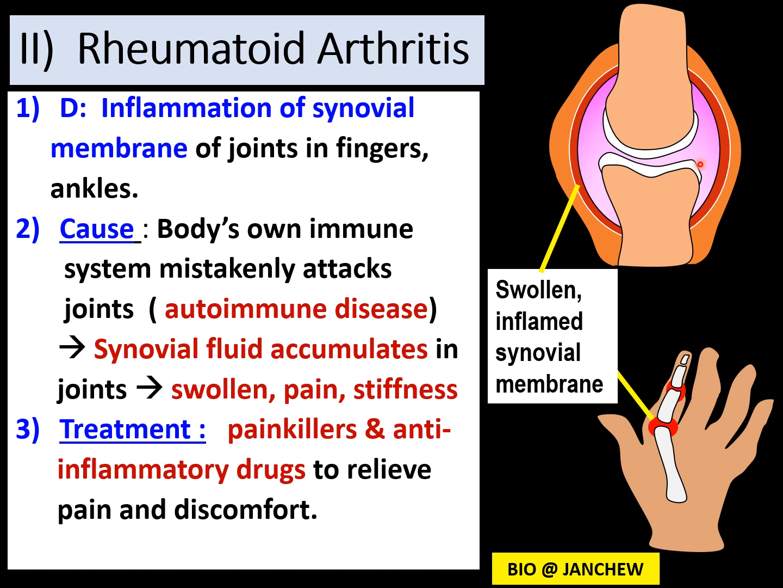For example, to open a door, they have to turn the doorknob. They may have a problem with that, with the joints. So the treatment is to eat the painkillers to reduce the pain and eat the anti-inflammatory drugs that can reduce the inflammation and swelling. So in order to relieve pain and discomfort.